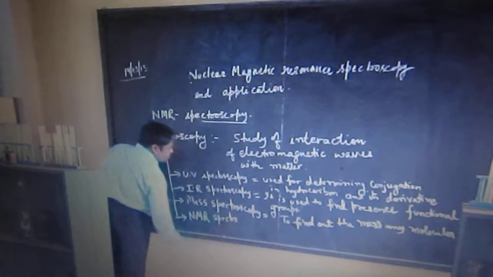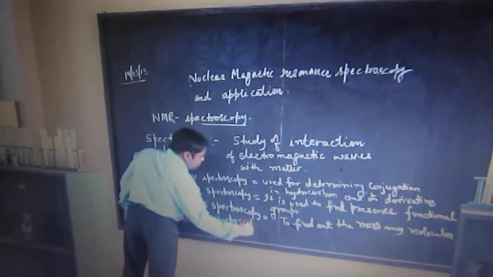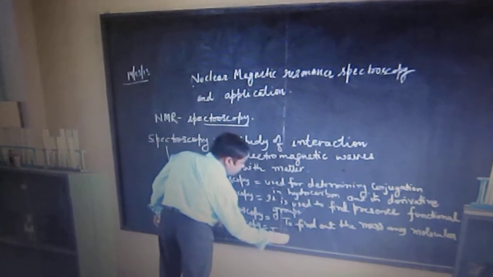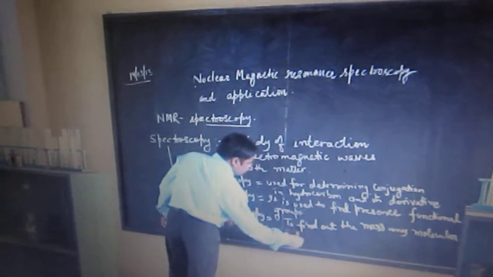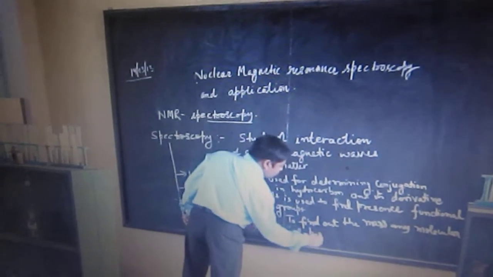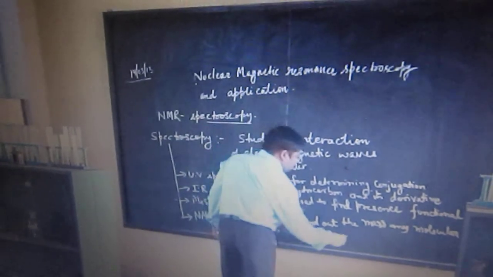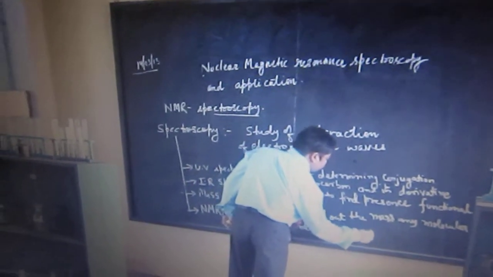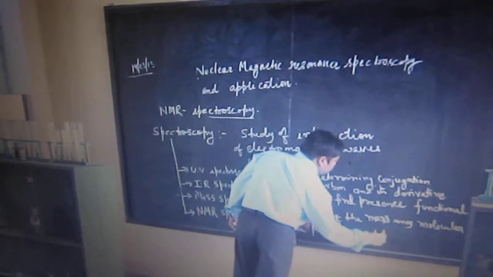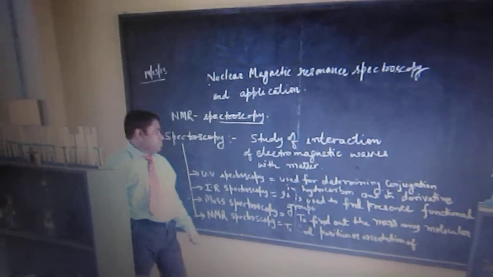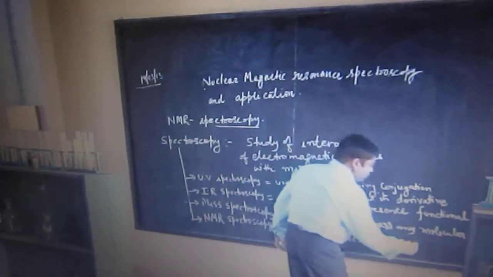We will be using these four techniques to solve numerical problems, and then we will have a clear concept of spectroscopic methods. For that, we will require some basic knowledge about the principles of spectroscopy. So let us today discuss only the basics of NMR spectroscopy.